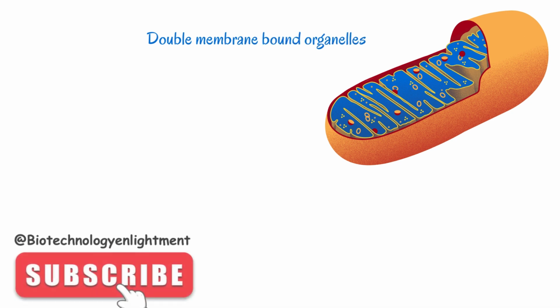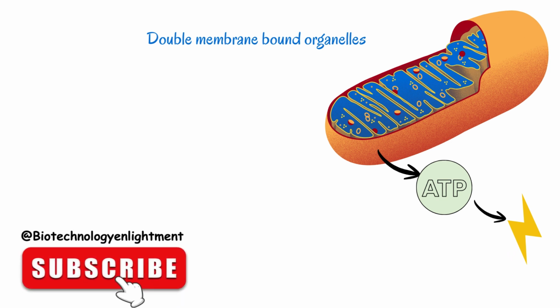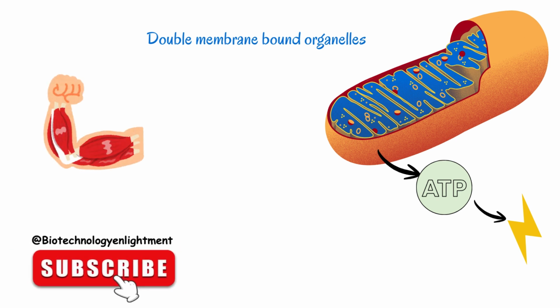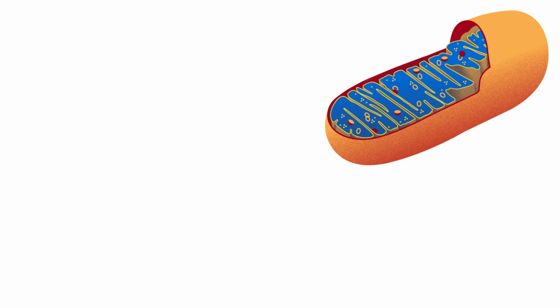Mitochondria are double membrane bound organelles found in eukaryotic cells. They are responsible for the production of ATP, which is the energy currency of the cell. Cells that require more energy, like muscle cells and liver cells, have more mitochondria in them. Why is mitochondria called the powerhouse?